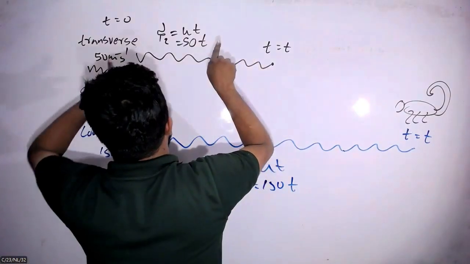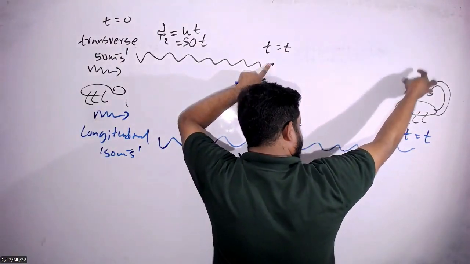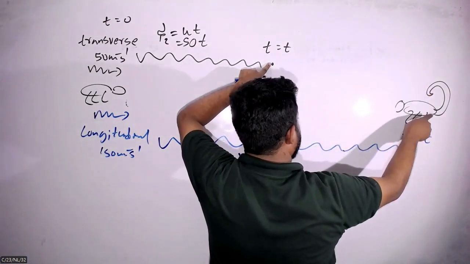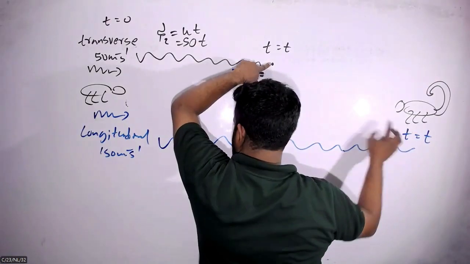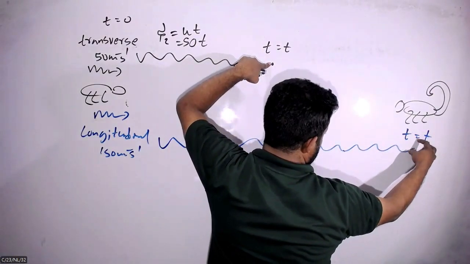Therefore this transverse wave will reach this observer after some time delay after the first wave. First wave means this longitudinal wave reaches the observer.